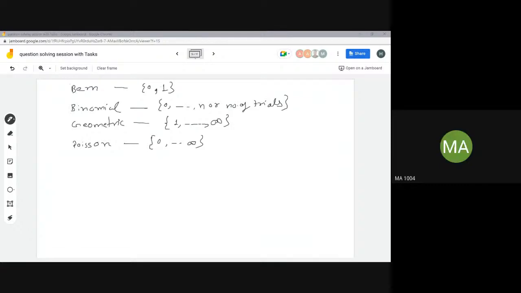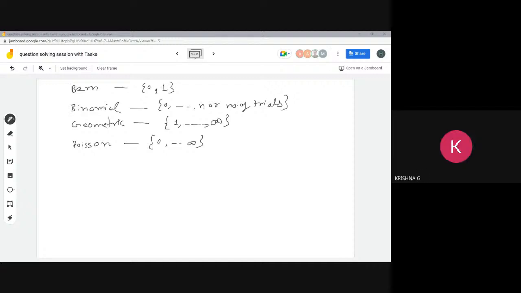Let me clarify this. As of now, whatever you are seeing, Bernoulli, binomial, geometric, Poisson, most of the questions will be on these distributions. You might see one or two in your course, but in quiz one, quiz two, or the end term, we will not be asking any questions related to hypergeometric and negative binomial. 99.99 percent it will be in these four only. You might see hypergeometric in one problem in week 8 or 9, and that is also discussed in the lecture. We will not be testing you on hypergeometric and negative binomial.